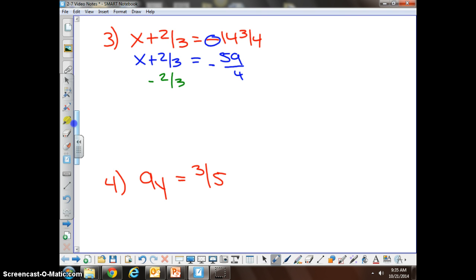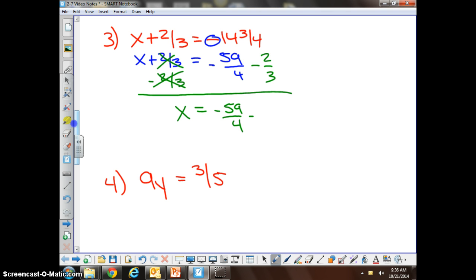In this case, we can go ahead and subtract 2/3 like this, but that doesn't look very good because we don't really solve fractions when adding and subtracting by writing them vertically. So even though we're still working horizontally, I would write negative 2/3 here so that you have a fraction in the format that we're used to solving it. Go ahead and draw your line anyhow. We've got negative 2/3 and positive 2/3 cancel out. We've got x equals whatever negative 59/4 is minus 2/3. So I'm going to rewrite my problem as negative 59/4 minus 2/3.